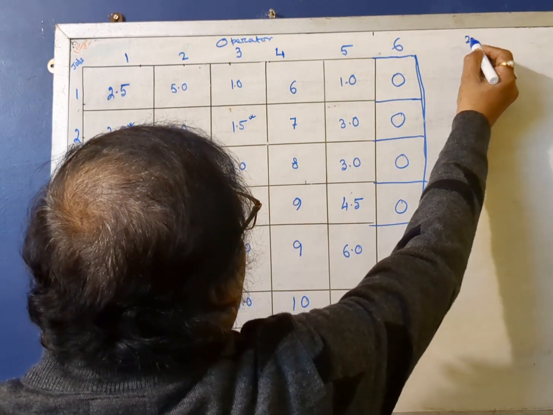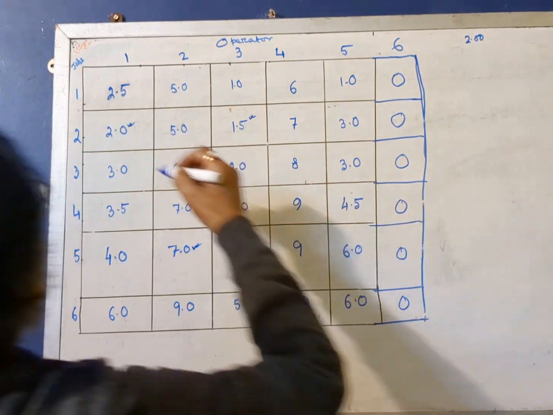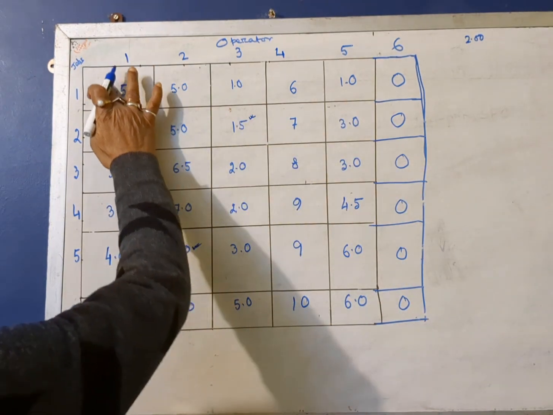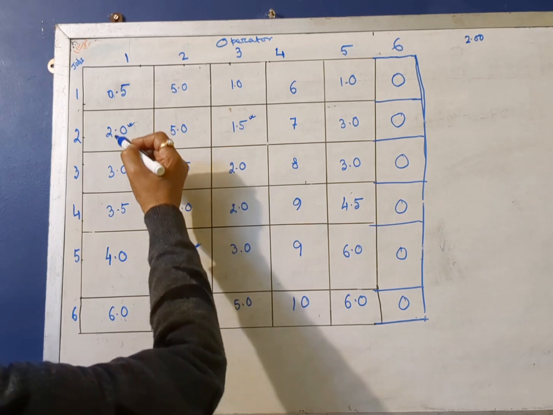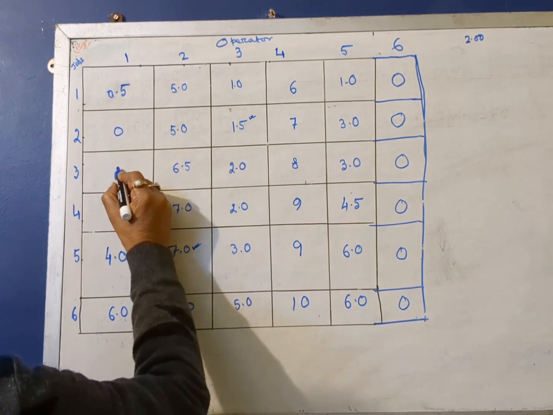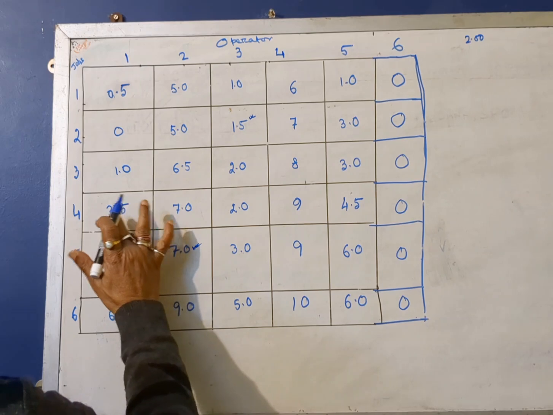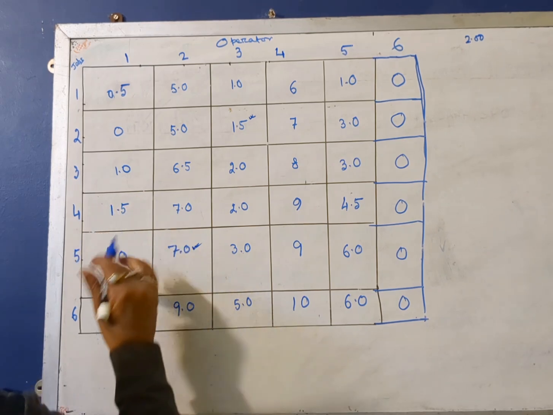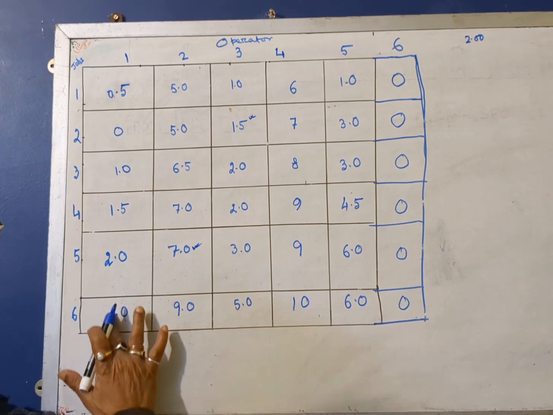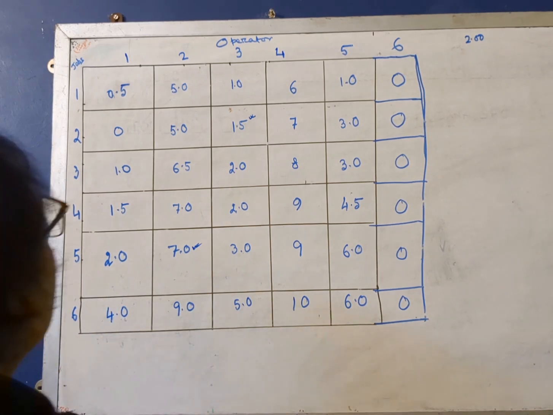I have noted here that 2 is to be subtracted from all the elements of the column so that I should not forget it. Then what will be the values? 0.5. This will be 0. This will be 1.0. Subtract 2 means 1.5. This is subtract 2 means 2.0. And this is 4.0.